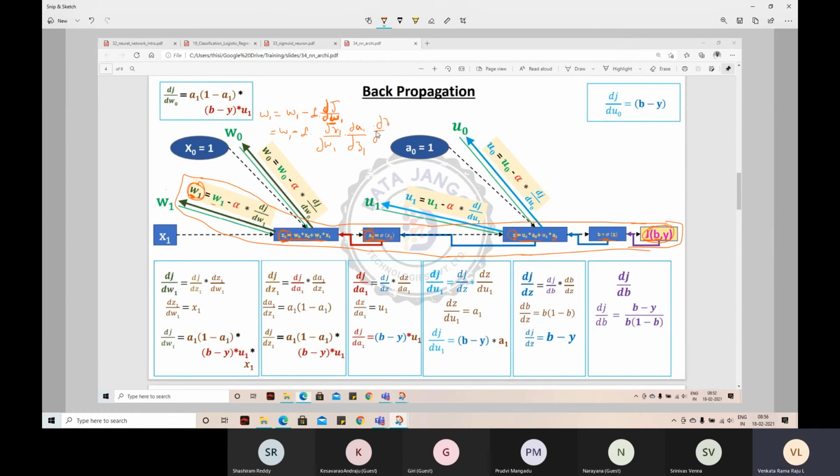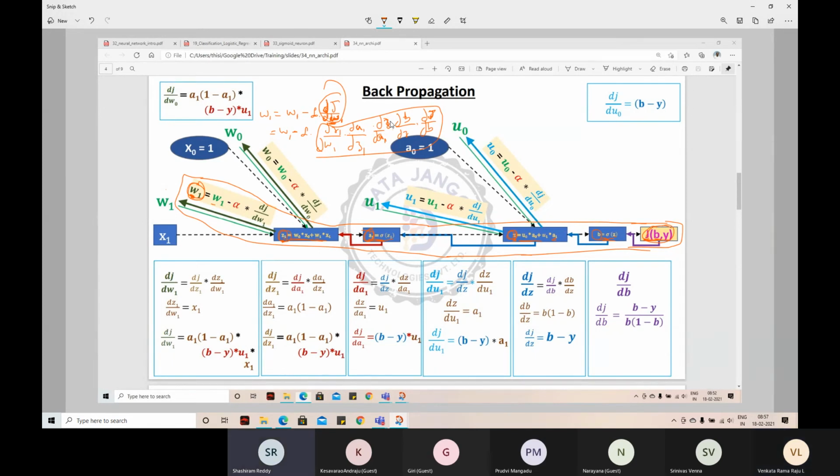dz by dA1. When I change Z here, B is changing. How many units in B is changing? dB by dz1, Z. And when I change B, J is changing. So dJ by dB. So this whole equation will calculate this value. Is that clear? Yes, sir.